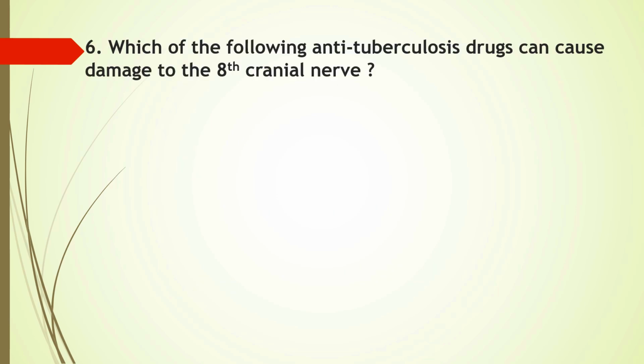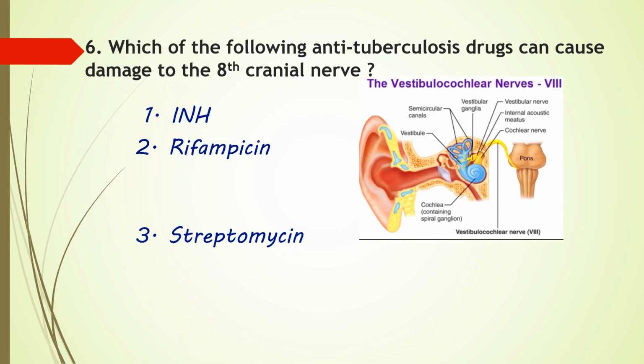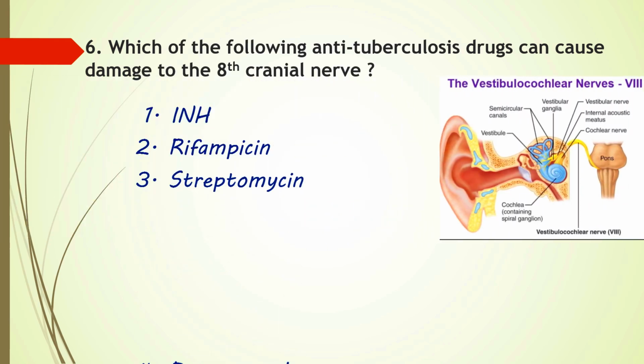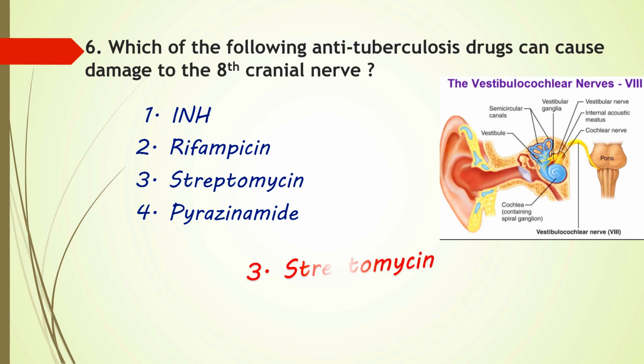Question number 6, which of the following antituberculosis drug can cause damage to the 8th cranial nerve? Options are INH, rifampicin, streptomycin, or option 4, pyrazinamide. The 8th cranial nerve, which is called vestibulocochlear nerve, which is crucial for hearing and to maintain balance and equilibrium, that can be damaged by antituberculosis drug streptomycin. So option 3 is the correct answer.